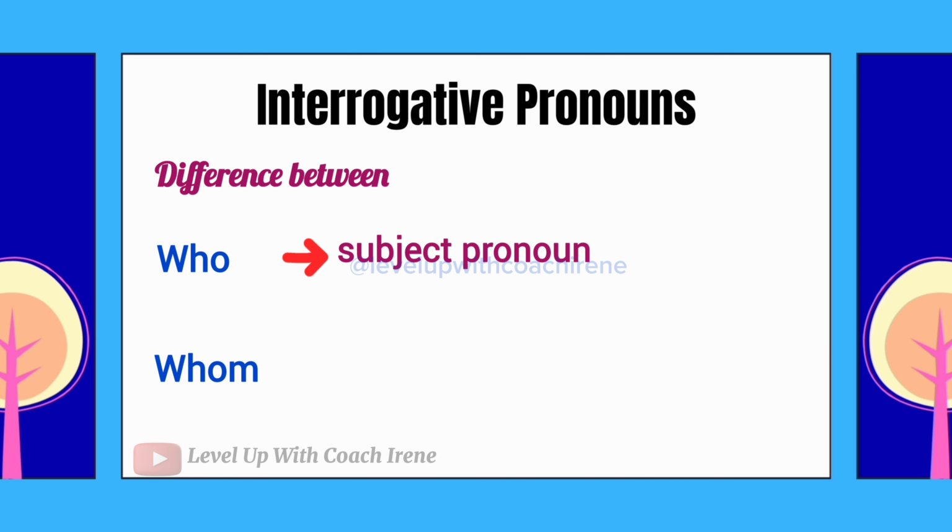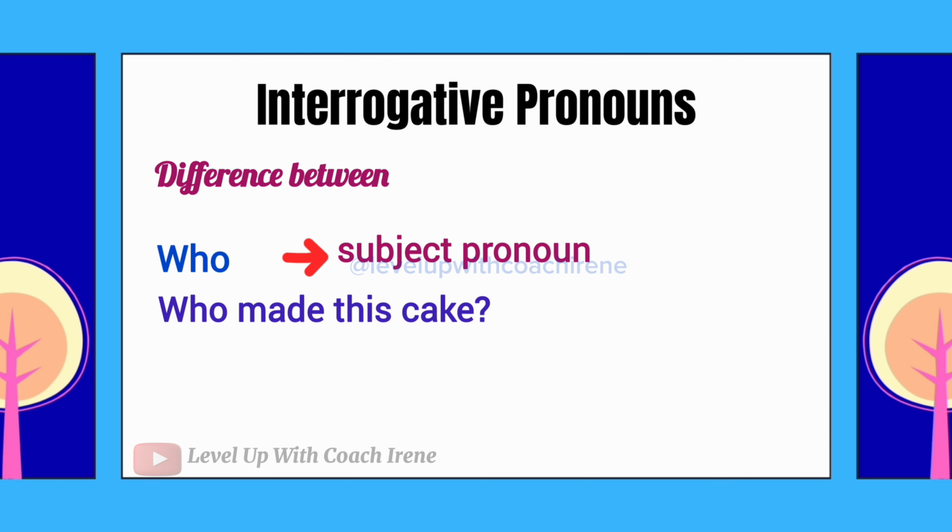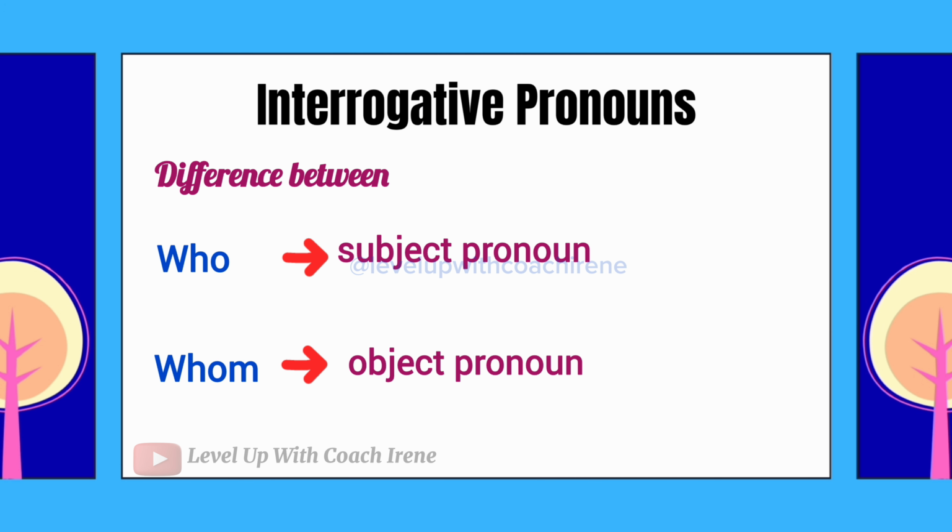Who is used as the subject of a sentence, meaning it is a subject pronoun. Who refers to the person performing the action. Example, who made this cake? Who washed the dishes? In these sentences, you can see that who represents the subject doing the action, whilst whom is used as the object of a verb or preposition. It is the object pronoun. Whom refers to the person receiving the action.